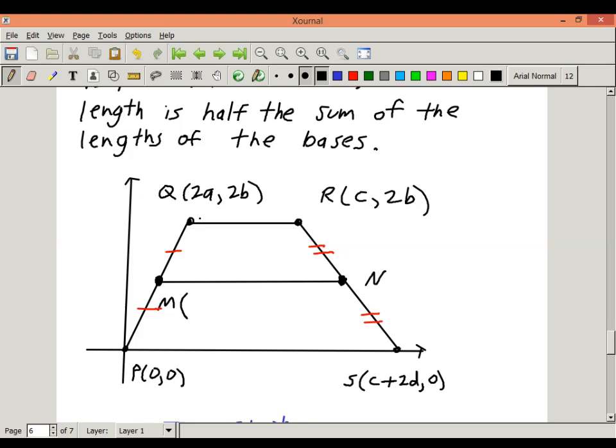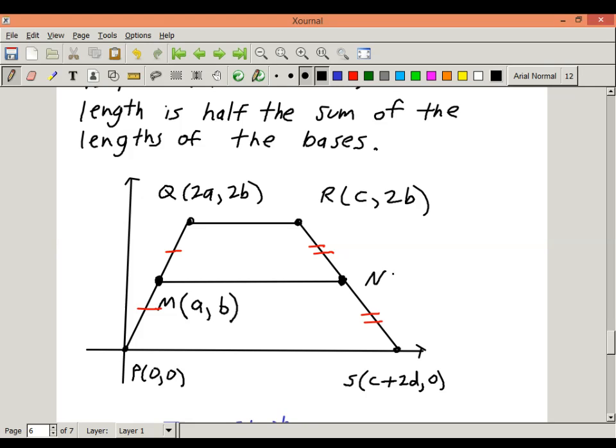So I'm going to average the x's of the endpoints Q and P. So 2a plus 0 is 2a and divided by 2 is a. So this is a right there for the x coordinate of the midpoint M. Let's do the same thing for the y coordinates of points Q and P. Add the y's up and divide by 2. That's the midpoint formula. So 2b plus 0 is 2b and divided by 2 is b. So that midpoint M has coordinates a comma b.